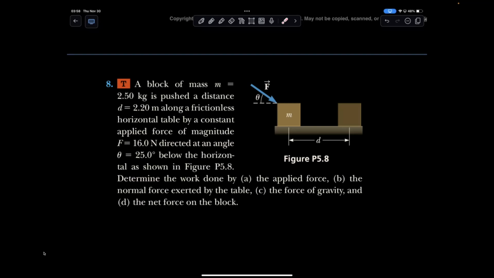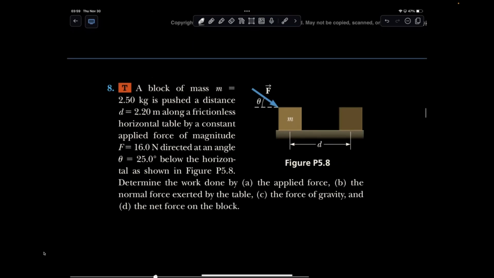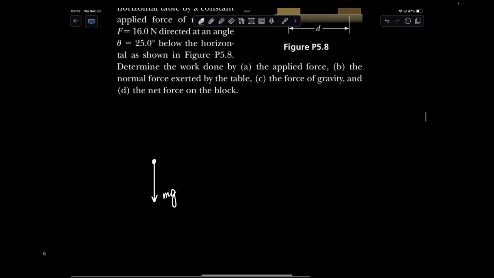In question number 8, let's look at what we are given. From the diagram, you can see that there is an object, and there is a force at an angle into the ground. So you can imagine that if I were to draw my free body diagram, the force of gravity would be downward. That would be my mg. And then I would redraw that force into the ground like that.